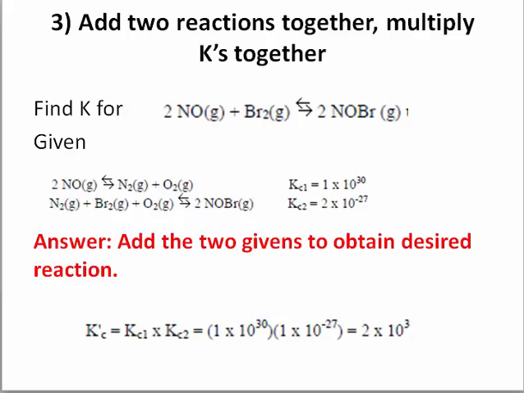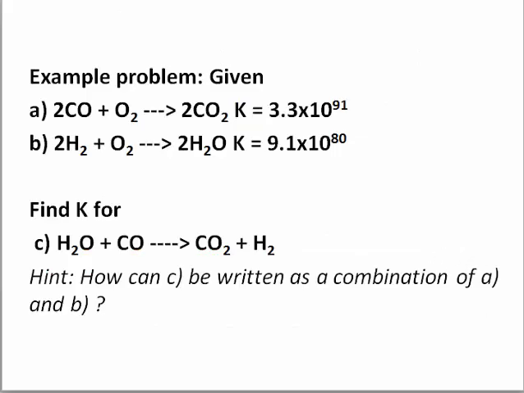Alright. Now, keeping all the properties we have just learned in mind, be prepared to try the example problem. We're given two reactions. We have a K value for each, and we're supposed to find K for the third reaction. Now note that you cannot find C, as in the previous example, by directly adding A and B together.